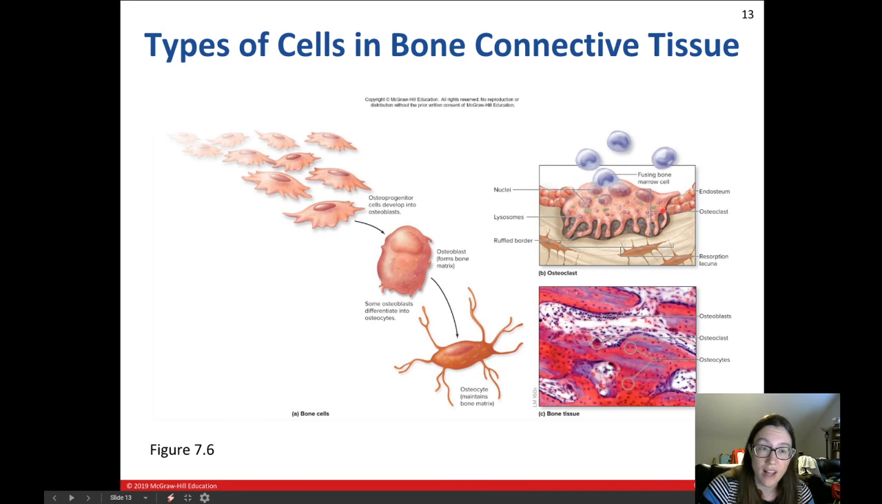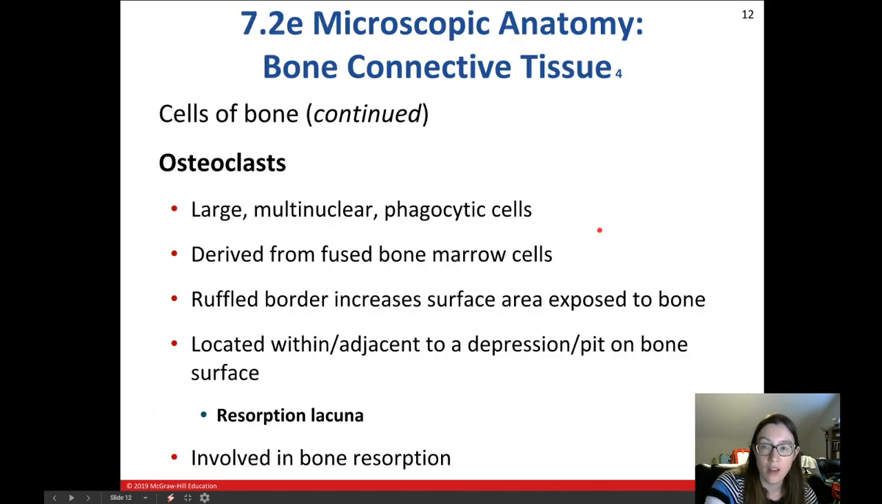So the osteoclast is this scary, tentacle monster looking thing that actually is going to be absorbing the bone and breaking the bone down. And it's going to do this using its hydrolytic enzymes from its lysosomes, right? So it's going to spit out this acid and absorb some of the bone. So they have a ruffled border. That's what looks a little like the tentacles. It increases surface area that's exposed to the bone.